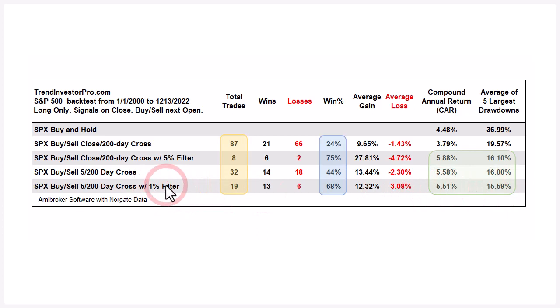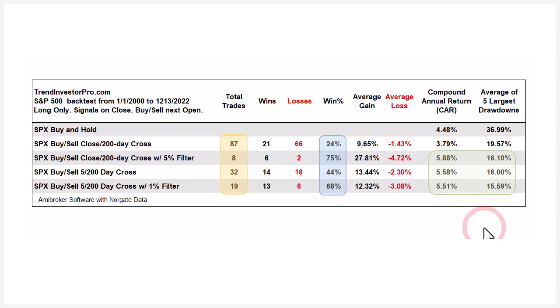The 200-day cross with the 1% filter, because you got 19 trades. It's not the lowest number of trades and not the highest. It's a relatively few number of trades with a good win rate, and you're still getting the same returns with the lower drawdowns, if you will, because the average drawdown was 5.59%. So I think this is a pretty good combination to consider.